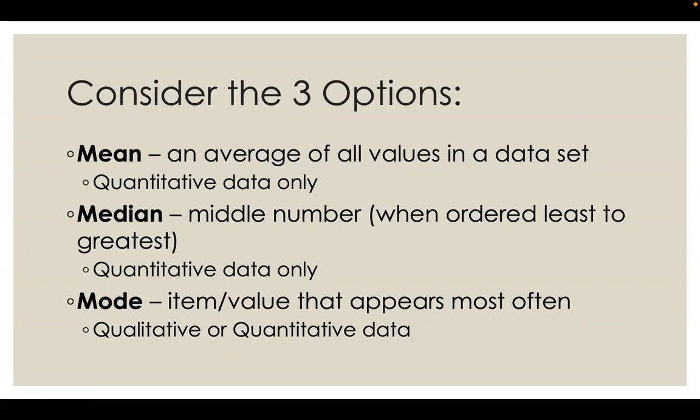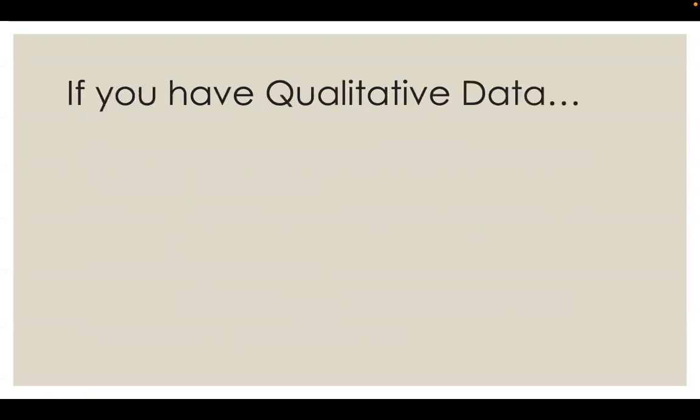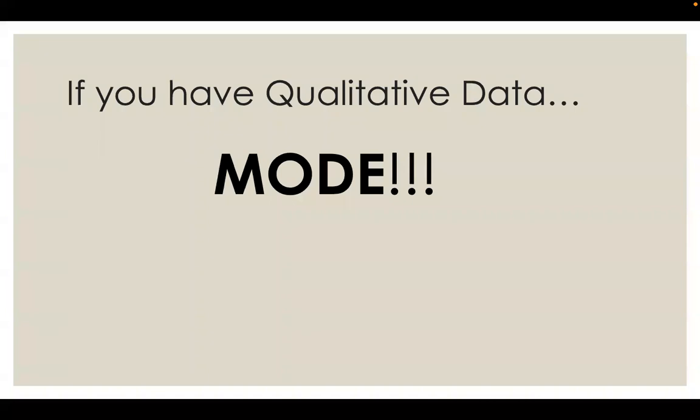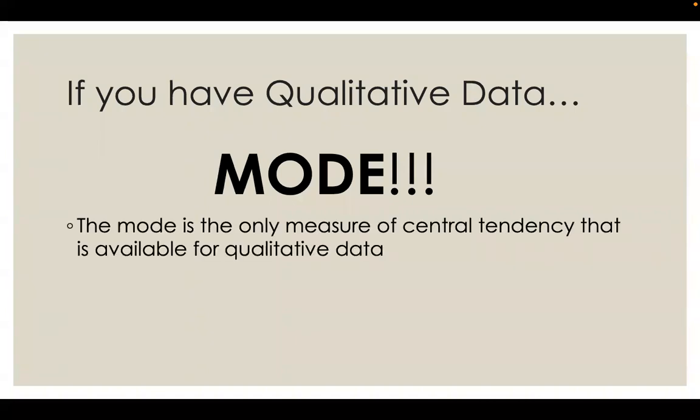So you'll notice if you have quantitative data, numbers, it could be the mean, median, or mode. If you have qualitative data, which I like to think is words, your only option is the mode. So if you have qualitative data, the best measure of central tendency is the mode. It's the only measure of central tendency that is available for qualitative data. So no thinking really involved.